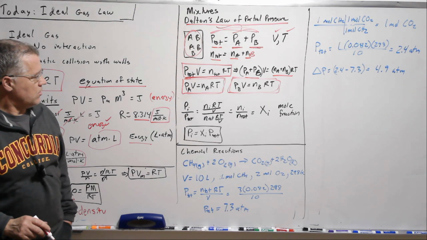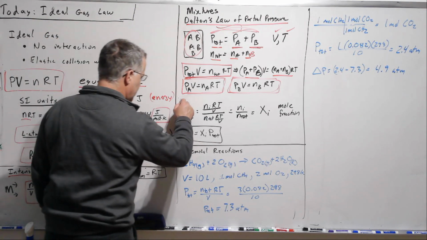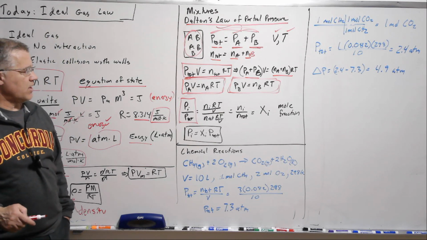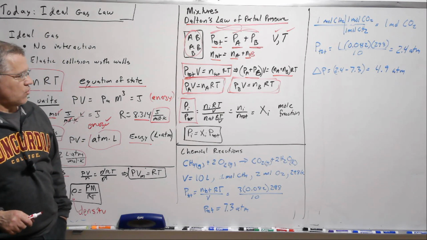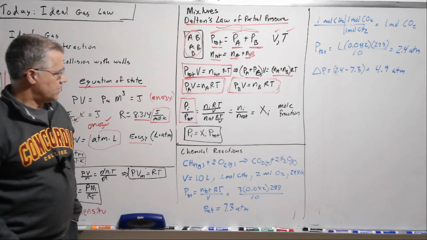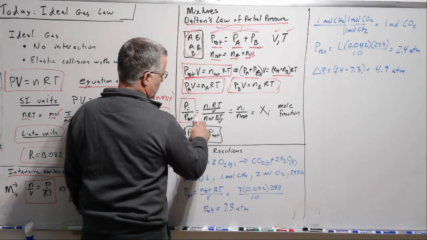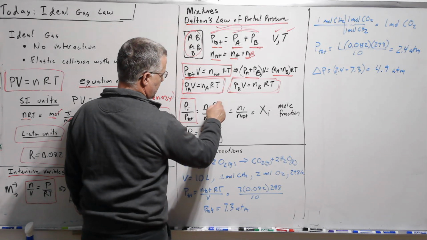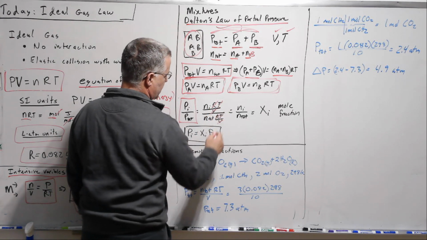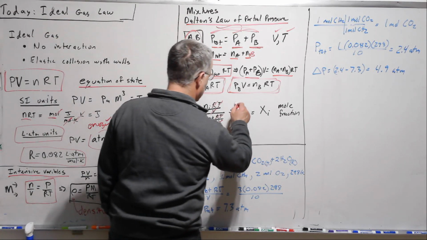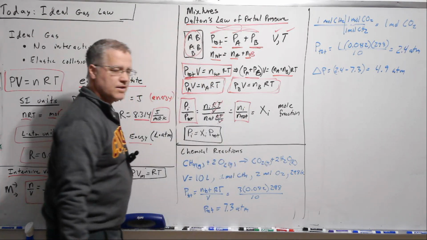Okay, now let's look at this ratio here. Let's take the partial pressure of one of those gases over the total pressure. So we can now use these individual gas laws over the total, and we can see that the R, T, and V are the same. And so we're left with just this ratio of moles.